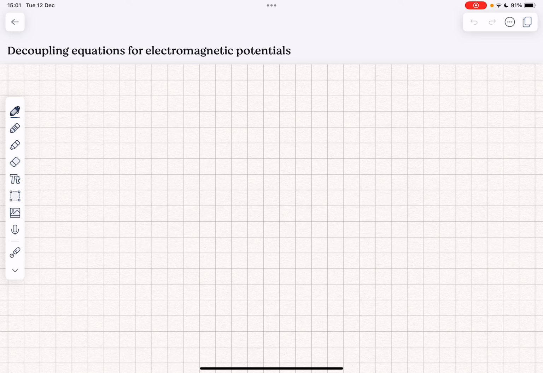We're now going to turn to the derivation of uncoupled, decoupled equations for the electromagnetic potentials. So let's start by reminding ourselves that B is equal to the curl of A, and that E is equal to minus the gradient of V, the scalar potential, minus dA by dt. And A, of course, is the vector potential. And we're going to substitute these into the Maxwell equations.